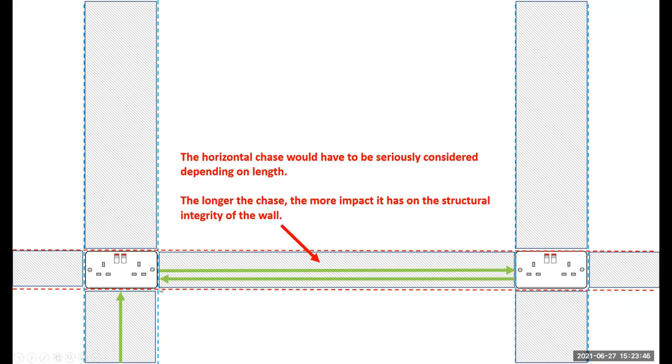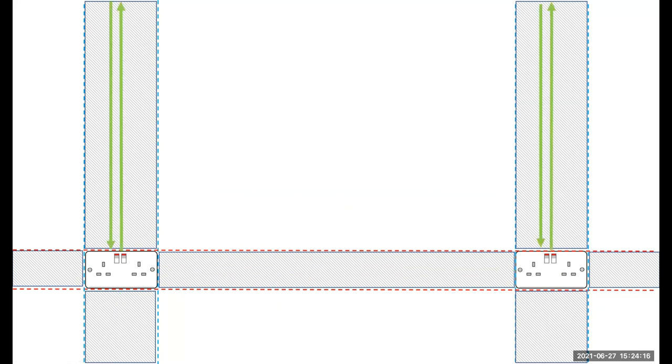And in this instance, because the sockets are, let's say, a maximum of 400 millimeters off the floor, I would not chase more than 400 millimeters horizontally, because otherwise I might as well just go back down again, come across and back up here and chase this part out 400, thus saving damage structurally to the wall. Again, for drops to sockets with a solid floor, I would still keep my chases vertical to avoid impacting on the structural integrity of the wall.